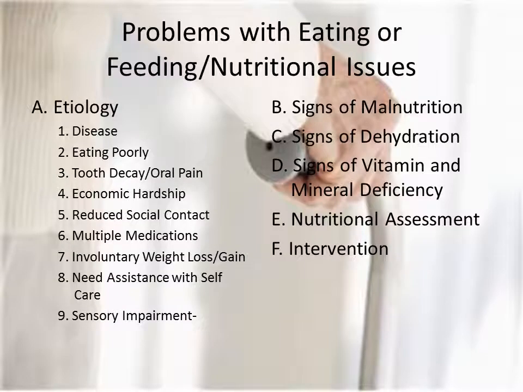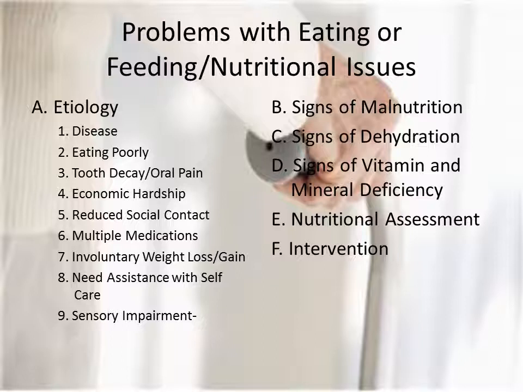Okay, problems with eating or feeding. Often the cause of the nutritional problem is the diagnosis itself. That's usually in 80% of the time. They could have some dietary limitations because of their diagnosis. They have shortness of breath with heart failure or COPD, perhaps pressure ulcers, cancer, something like that.